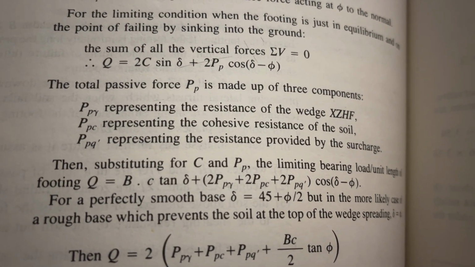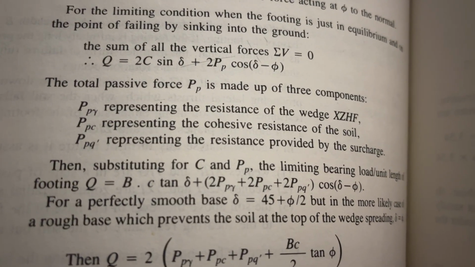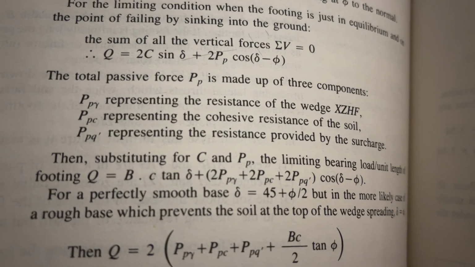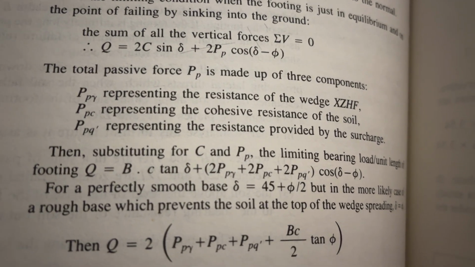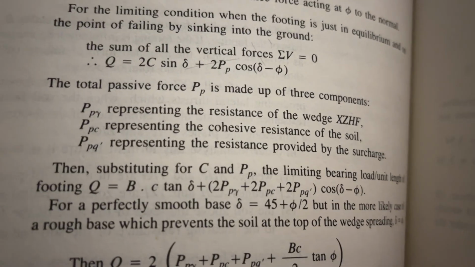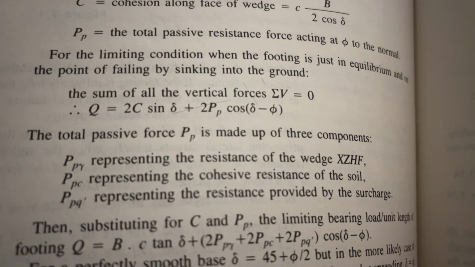The total passive force PP is made up of 3 components. PP gamma represents the resistance of the wedge ZXHF. PPC represents the cohesive resistance of the soil. PPQ dash represents the resistance provided by the surcharge. PP gamma is the resistance of the wedge.